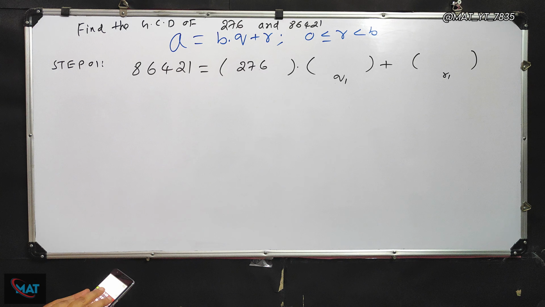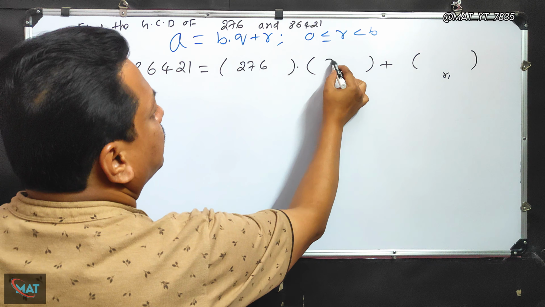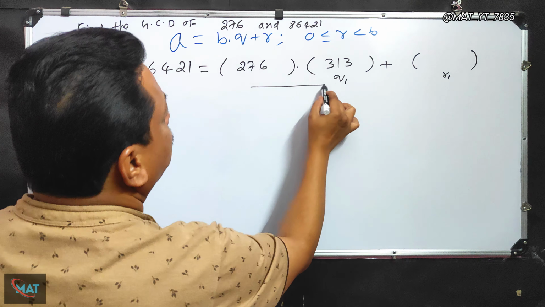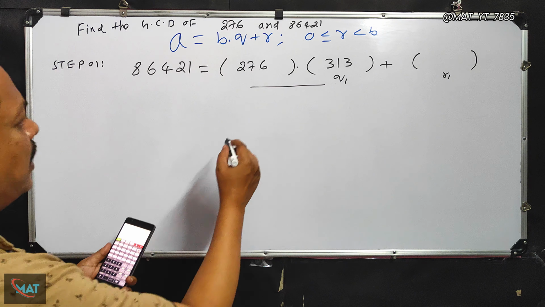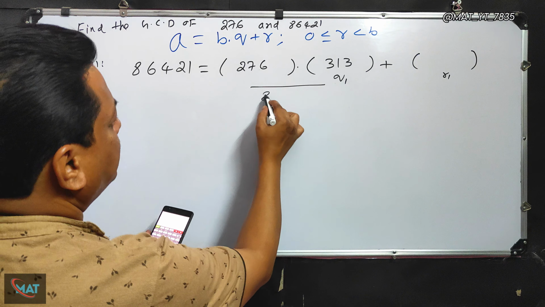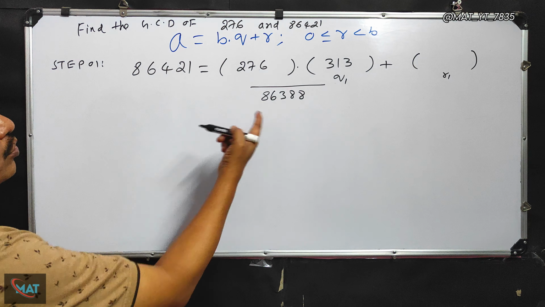So what you must do, 86421, if you divide by that value 276, it is going to give you 313 approximately with some value. So I'll write here 313. Now if you multiply these two, first step is very crucial. You take 313 into 276. We got a value close to 86388. You see, very close to this value.